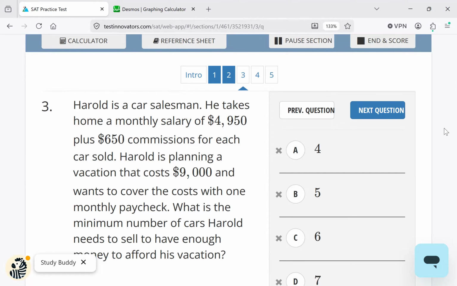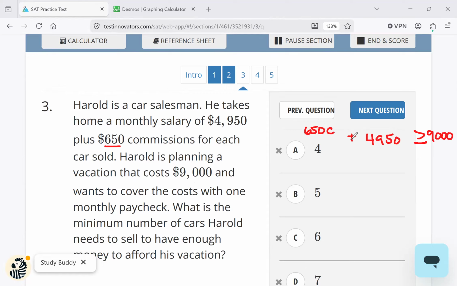So this is definitely an inequality. So he makes automatically each month an automatic salary of 4,950, right? And then he gets paid 650 for each car sold. So that's like 650 times C, right? For the commission. And then a vacation that costs 9,000. So what would be the appropriate inequality symbol? A vacation costs 9,000, so it's nothing less than 9,000. So it has to be obviously greater than or equal to 9,000.